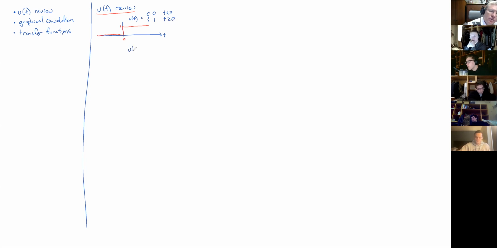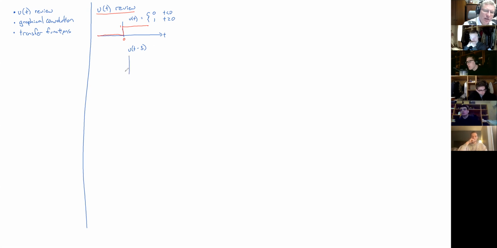Then you can start to do tricks with them. And again, we don't care what it does exactly at 0, because what it does at a moment in time, as long as it's a finite height, it has 0 energy. And so if it has 0 energy, it cannot affect anything in the world.